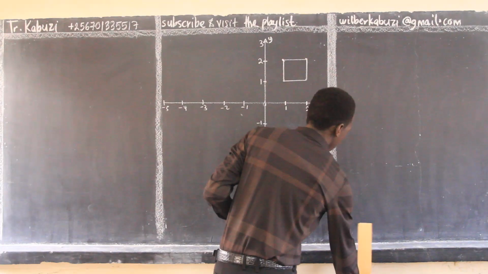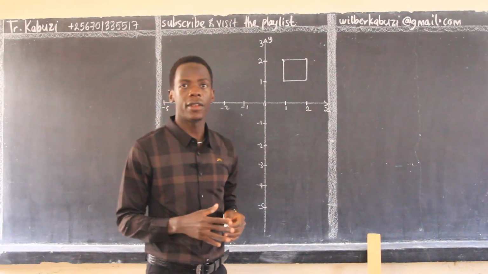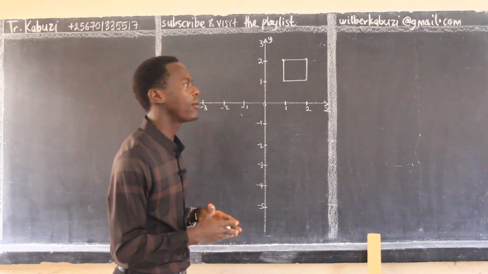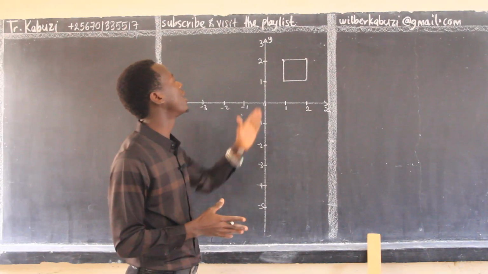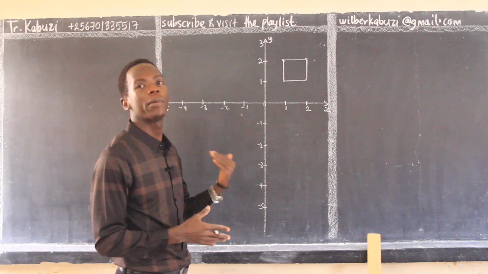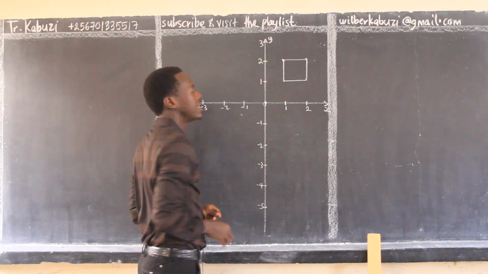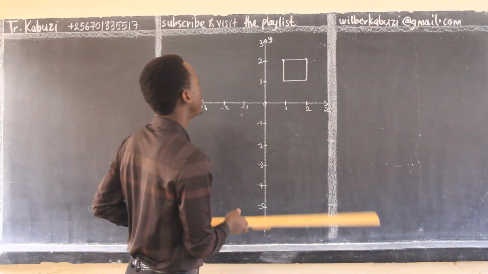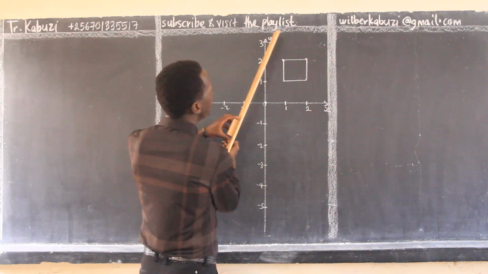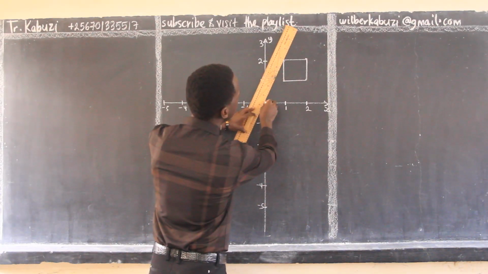Now, about enlargement, you can visit the playlist and see different scenarios about enlargement. But here specifically, whenever they give you a negative scale factor, it means that the object is reflected to the other opposite side of the center of enlargement. Now, they gave us the origin as the center of enlargement. What we do first is we join all the vertices through the center of enlargement, which is the origin in this case.